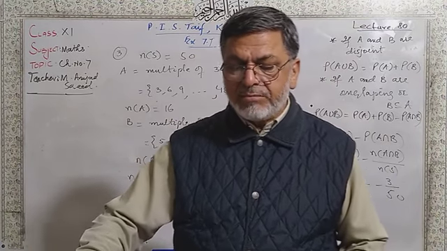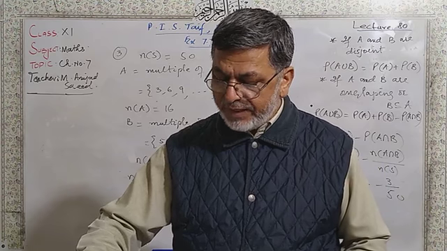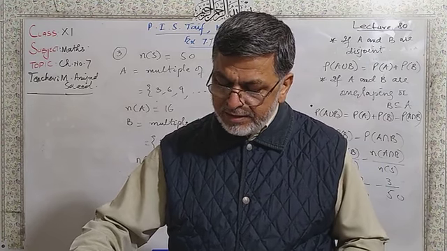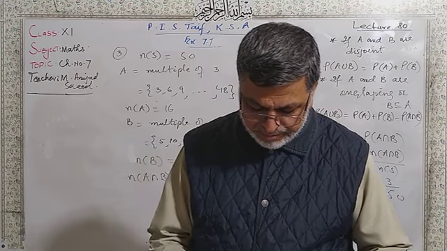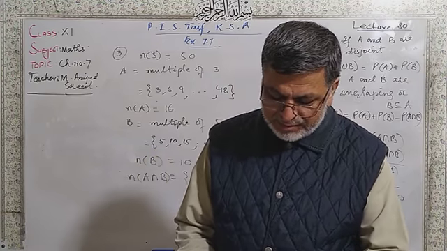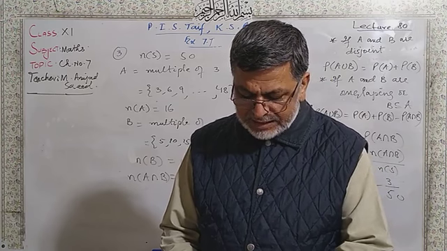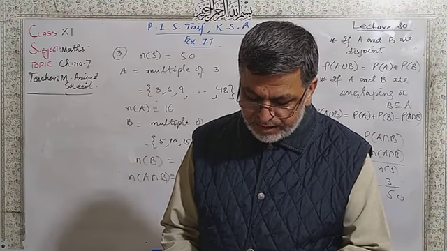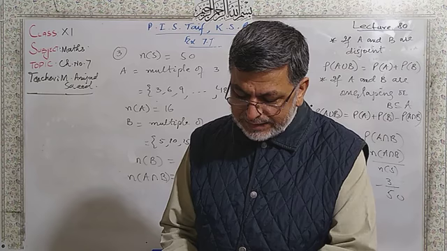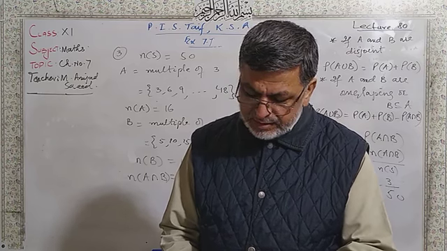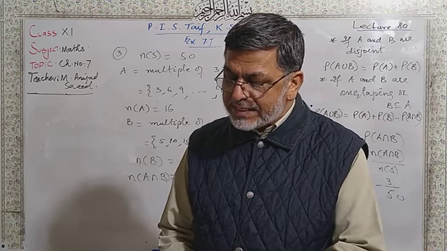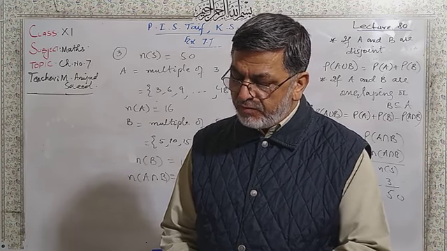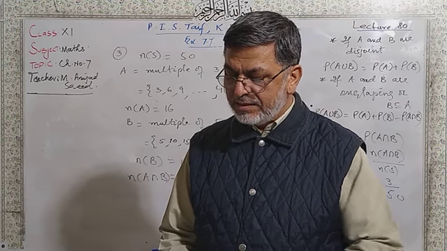That was your question number 3 out of 3, 4 and 5. After that we have questions number 6 and 7. Question number 6. Two dice are thrown. What is the probability that the sum of numbers of dots appearing on them is 4 and 6?